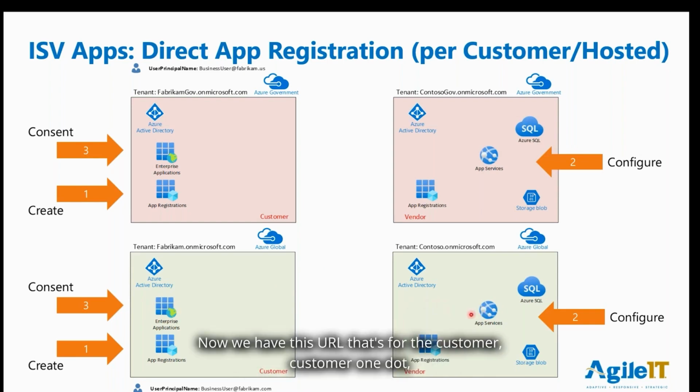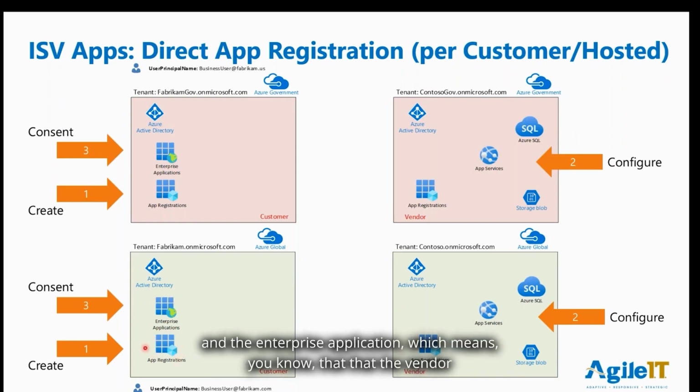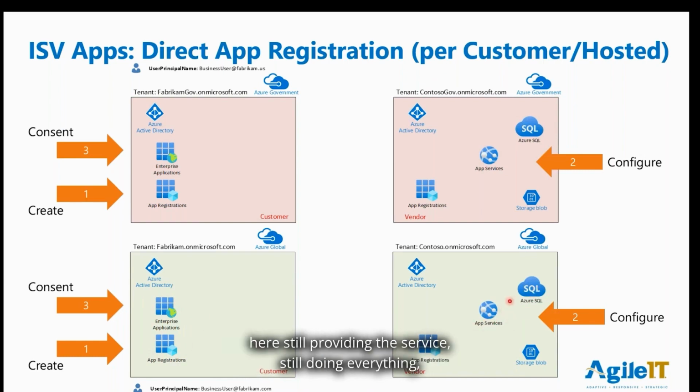Now we have this URL that's for the customer, customer1.me-the-vendor.com. And now when they go to that URL and log in, it's completely tied. So this would be one way of doing it per customer hosted. And on the customer side, they have full control of the app registration and the enterprise application, with the vendor still providing the service, still doing everything here.